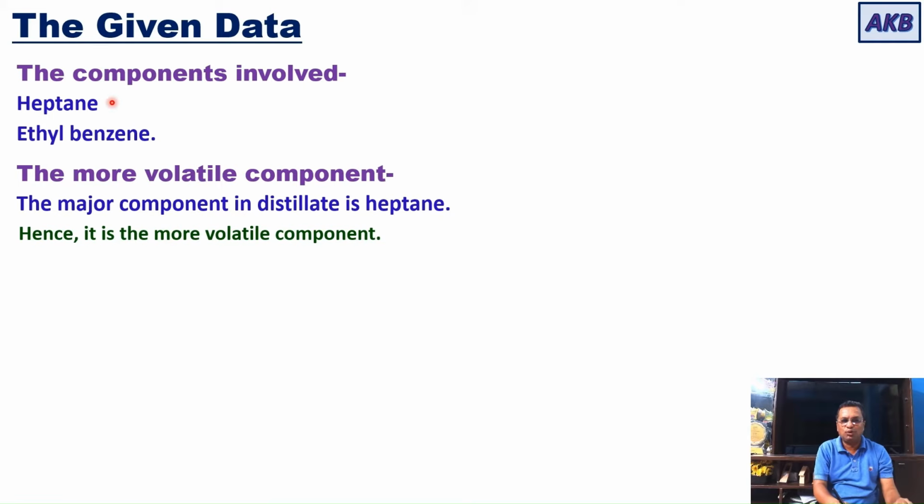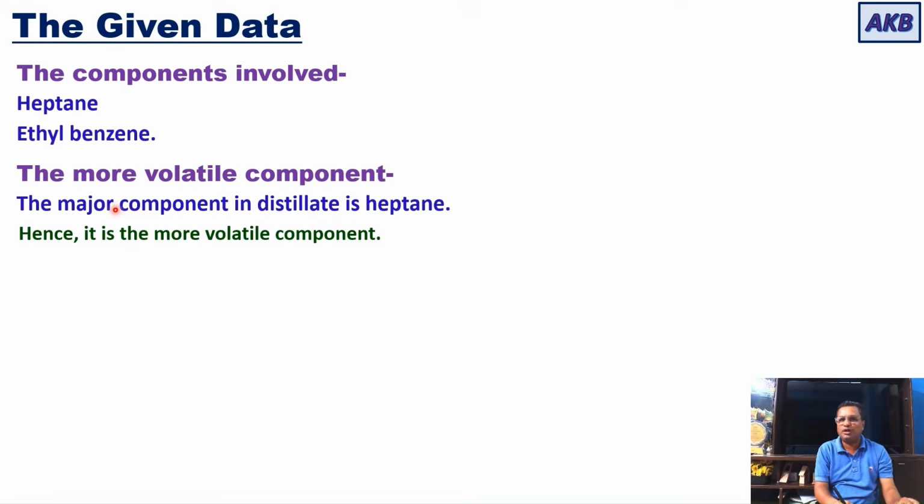Of course, if you know the boiling points, you can easily decide. If heptane is the more volatile component, it is going to have a lower boiling point. But if you don't know the boiling points and you have this information, what is the information? Distillate is containing 98% mole of heptane in it. So that means you can conclude that heptane is the more volatile component.